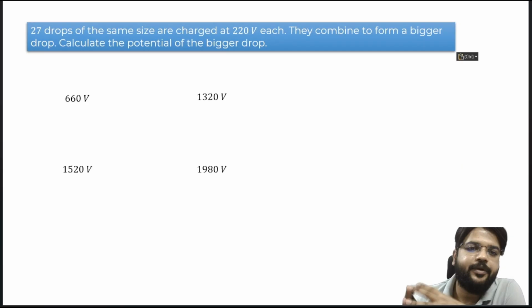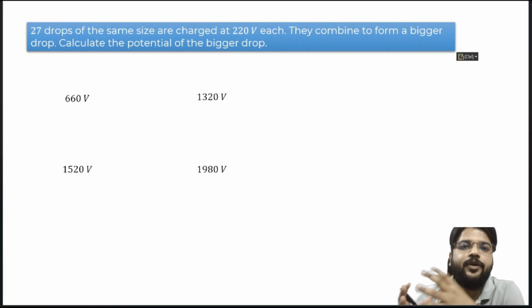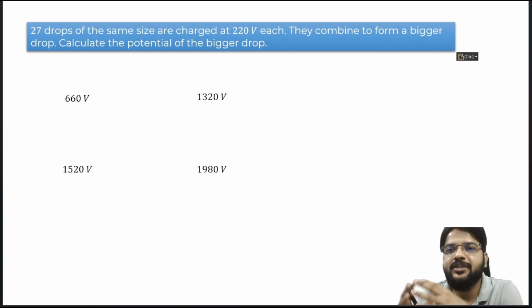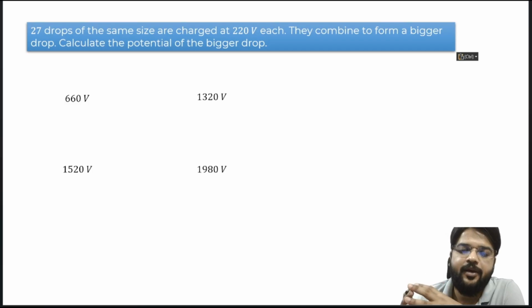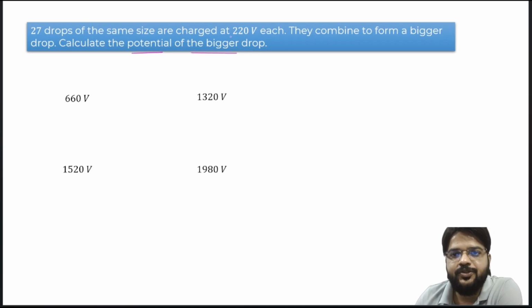Let's see one question, everyone. On the basis of this concept, 27 drops of the same size are charged at 220 volt each. They combine to form a bigger drop. Calculate the potential of the bigger drop. So here we want the potential of the bigger drop, and the potential of the small drop is given. It is 220 volt, correct? So let's see how we can do this question, everyone.